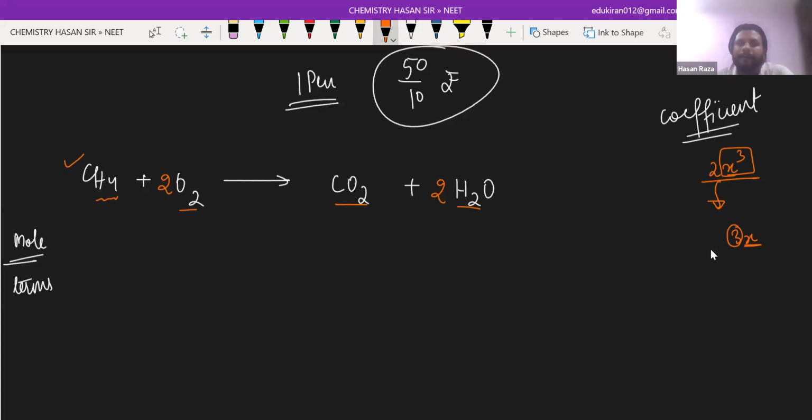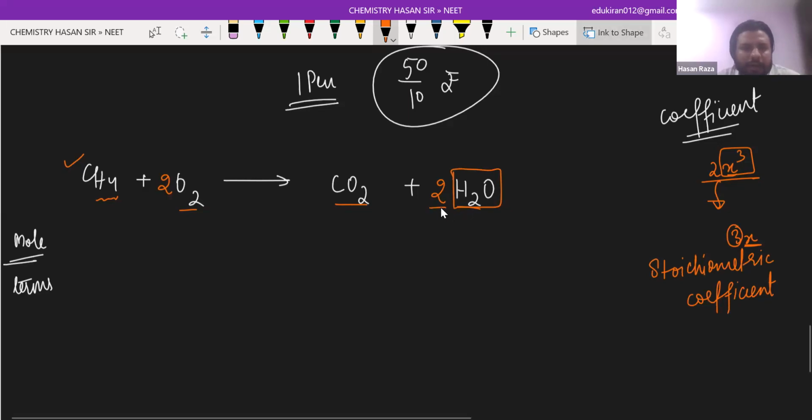And here in chemistry, we talk about the stoichiometric coefficient. That means the number or constant multiplied with any compound, atom or molecule is the stoichiometric coefficient. If I ask you what is the stoichiometric coefficient of H2O? 2 is the stoichiometric coefficient. What is the stoichiometric coefficient of CO2? 1. That's very good.